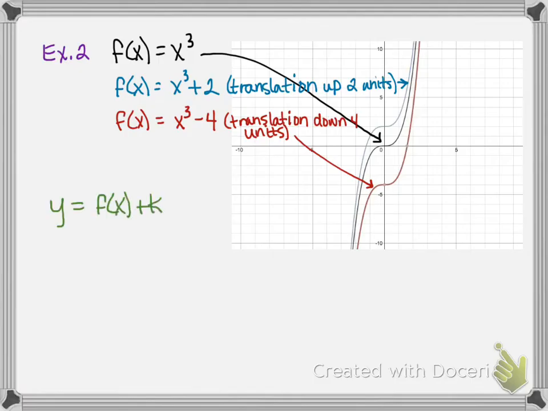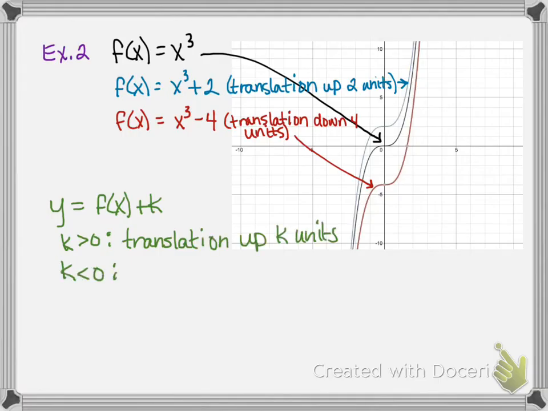In general, y equals f of x plus k. When k is greater than 0, we have a translation up k units, and when k is less than 0, we have a translation down k units.